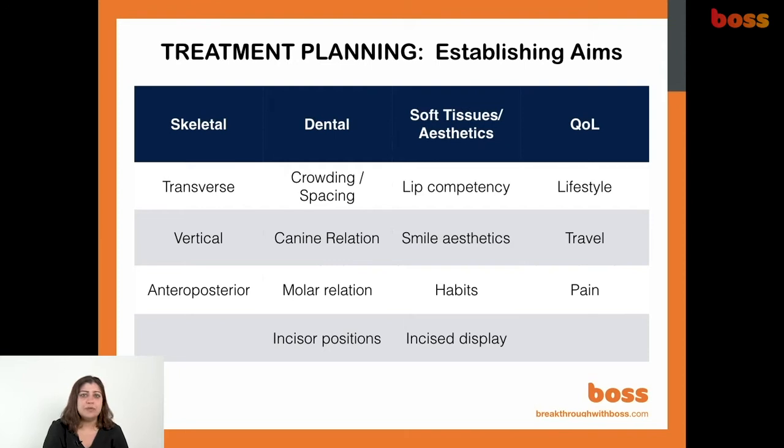So all my treatment planning and establishing the aims will also follow that format where we look at skeletal, and we're going to look at it in three dimensions: transverse, vertical, and anteroposterior. Are we going to change any of this? Dental, are we going to fix the crowding or spacing? Are we going to change the canine relationship, the molar relationship, and incisor positions?